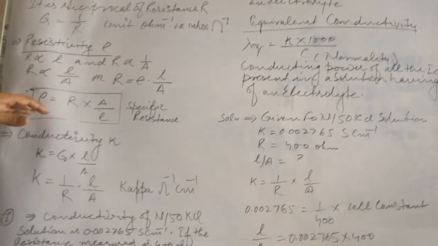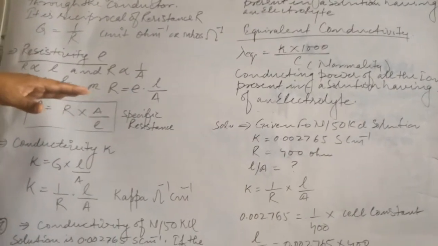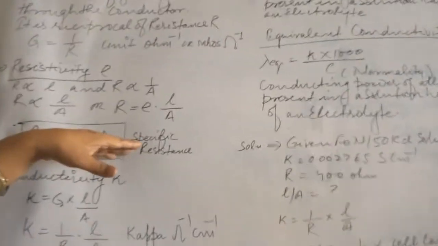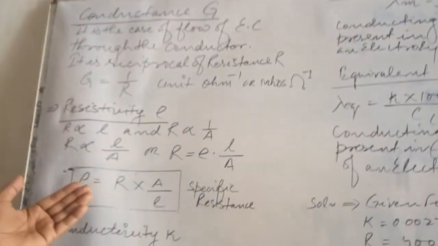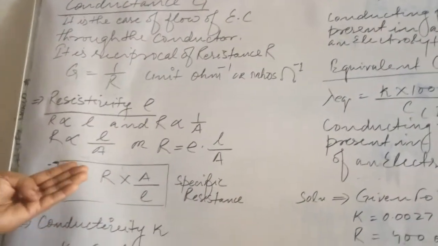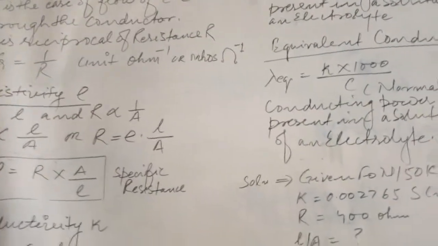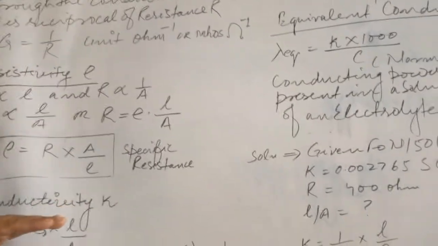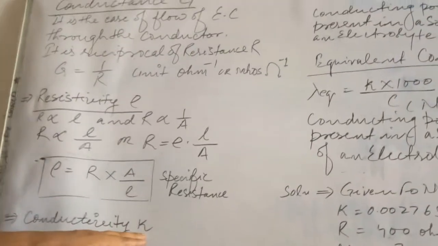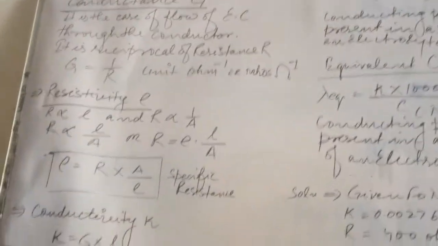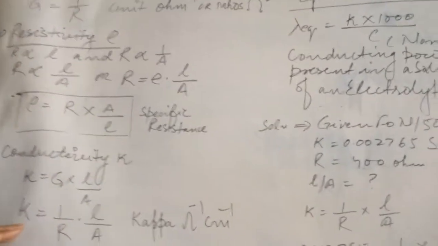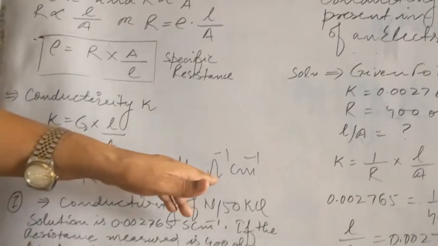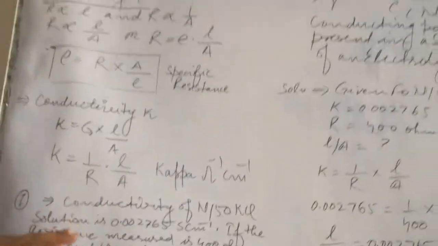So resistivity, rho, has one more designation, that is called specific resistance. Rho is also called specific resistance. Its unit is ohm centimeter. Now children, you know conductivity. This is denoted by kappa, and kappa is equal to conductance into cell constant. Already you know kappa is equal to 1 upon R into L upon A, and its unit is ohm inverse centimeter inverse.